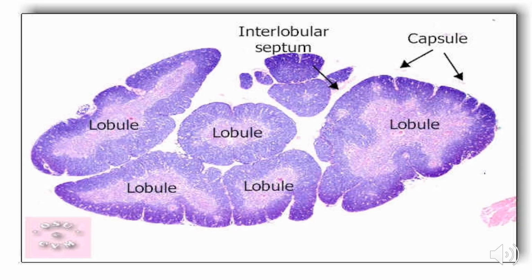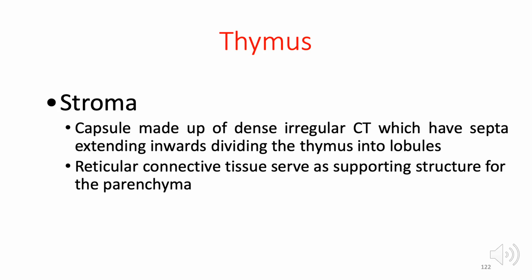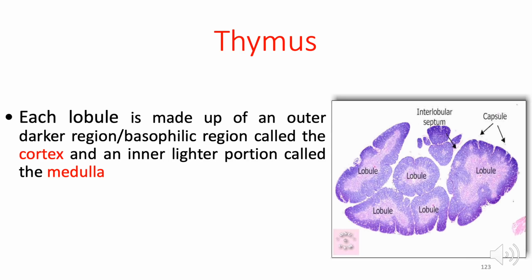This is one thymus, and appreciate the individual lobules that were formed by the septum that came from the capsule. So, the stroma of the thymus should include the capsule, the septum, and the reticular fibers. I want you to focus on one of the lobules. Can you appreciate that each of the lobules has a dark staining outer cortex and a light staining inner medulla? So, the lobules of the thymus would appear like that of the lymph nodes. So, how will you identify which is which?